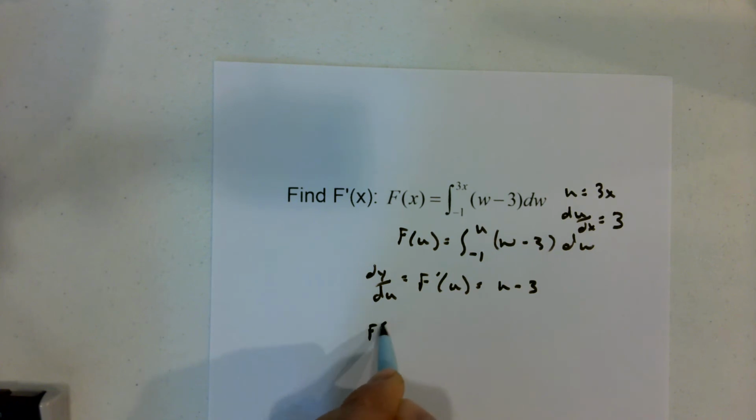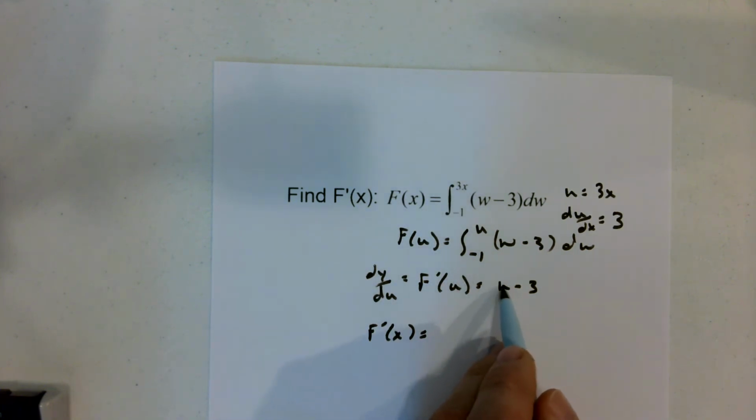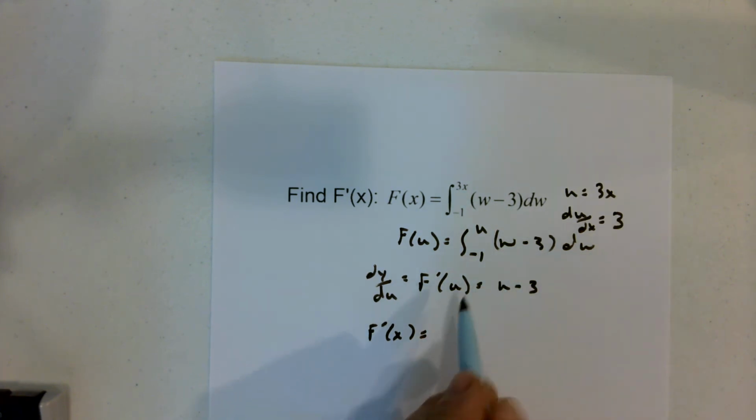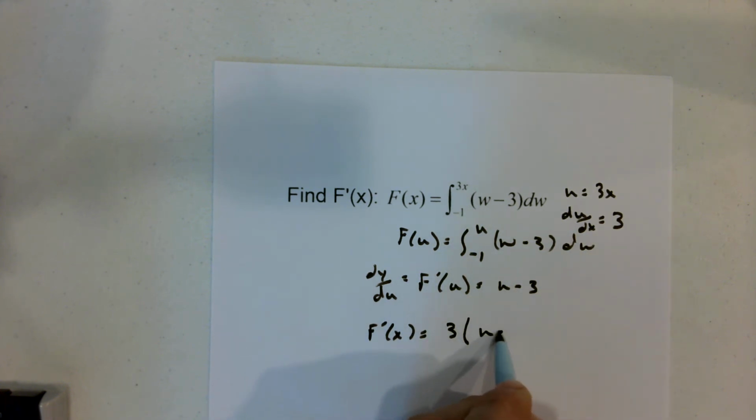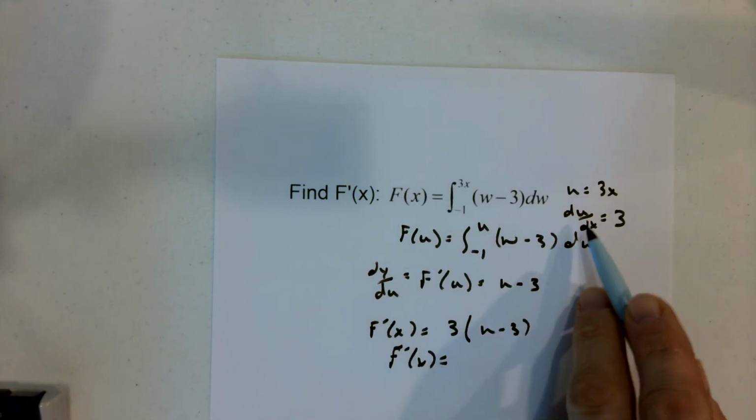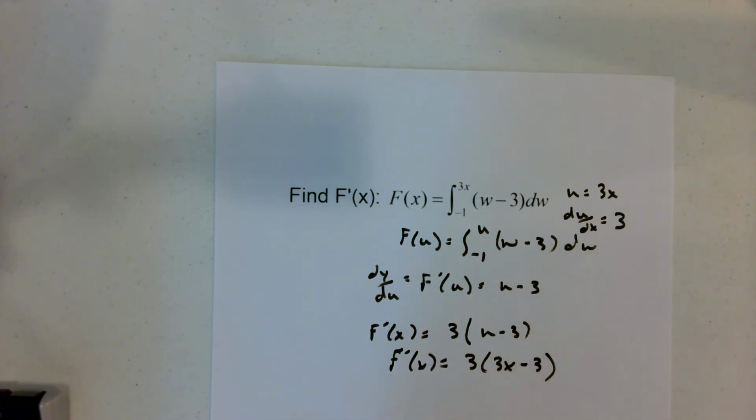So f prime of x is going to equal my f prime of u, my dy/du, times du/dx. So it's going to be 3, my du/dx, times u minus 3. But again, I don't want it in terms of u, I want it in terms of x. So f prime of x is going to equal 3 times 3x minus 3. And that's going to be my f prime of x.